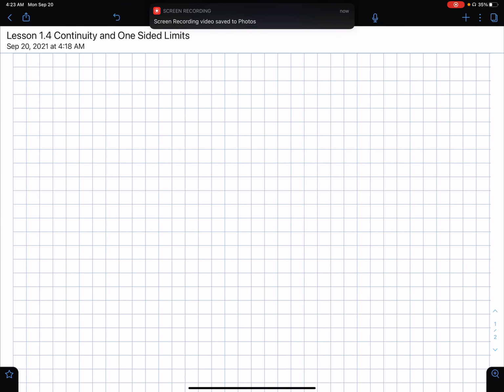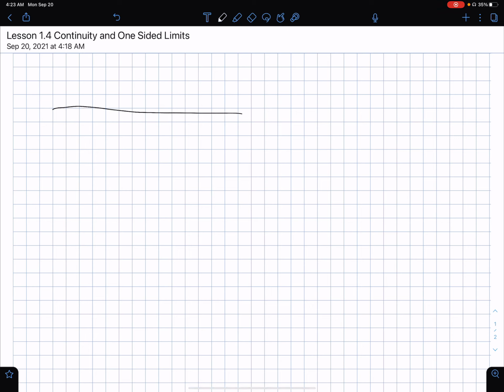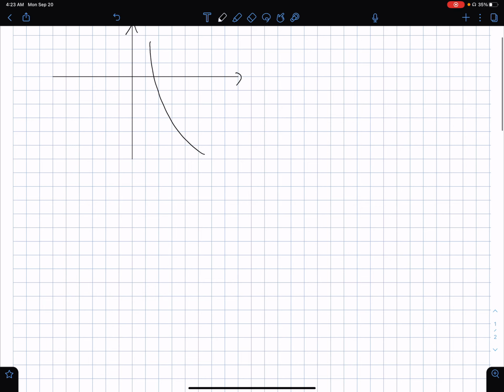Hello everyone, today we are covering lesson 1.4 on continuity and one-sided limits. So we will open up by discussing what makes a function continuous. And in a graphical sense, a function is continuous if it is uninterrupted. So I can give you the example here. A function like this would be continuous because it is not interrupted at any point on the function.